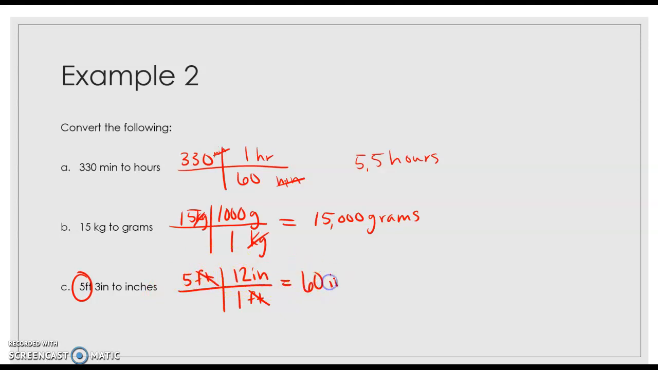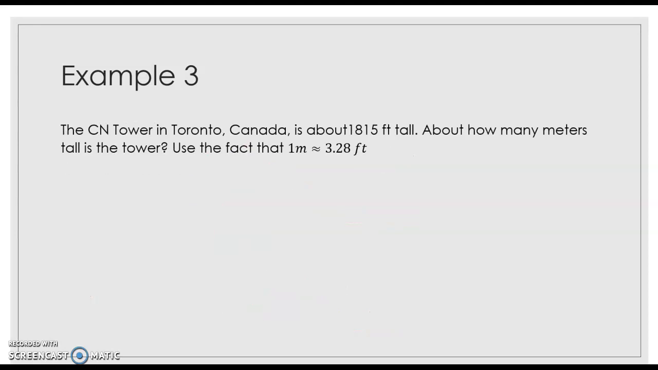So right now I know I have 60 inches, but I also started with 5 foot 3 inches. So I'm going to do 60 plus 3, which is equal to 63 inches. So 5 foot 3 inches is a total of 63 inches. And that's how we convert. And then, like I said, that's simple conversion. So here's a word problem.